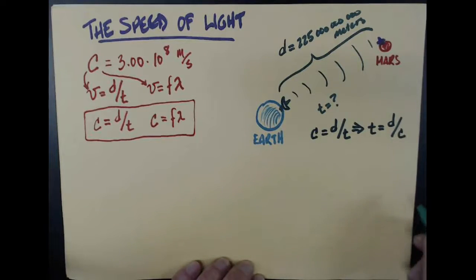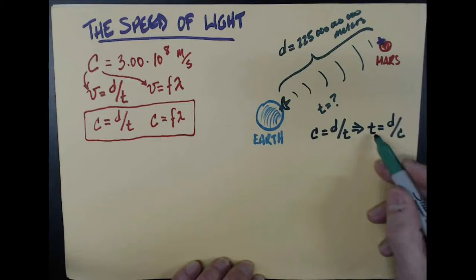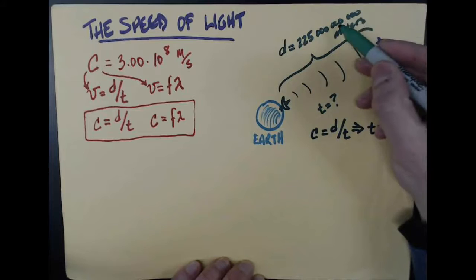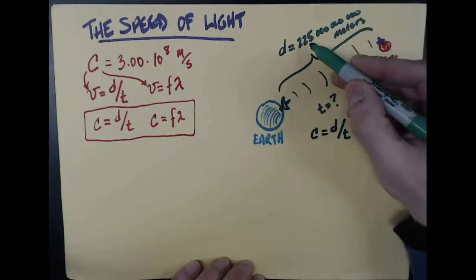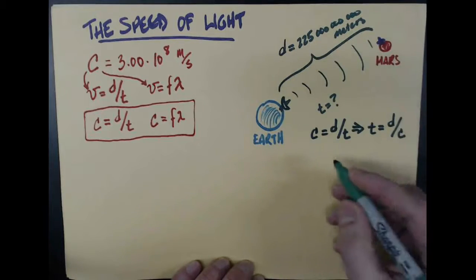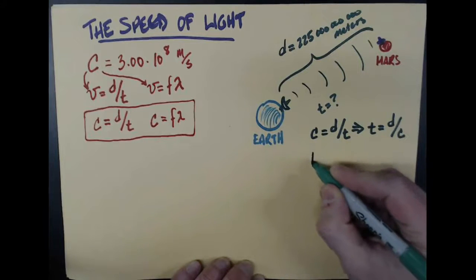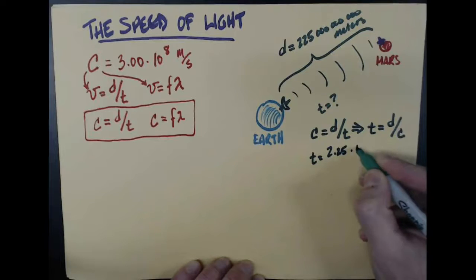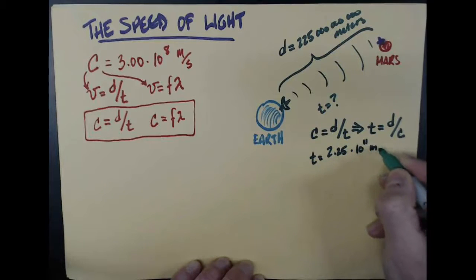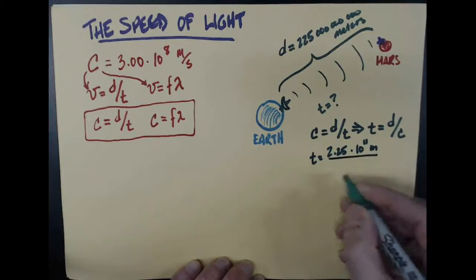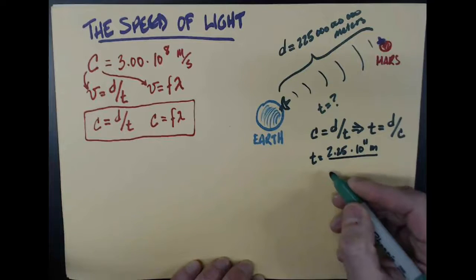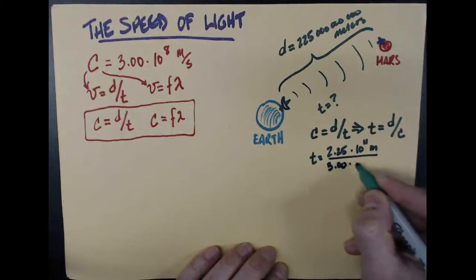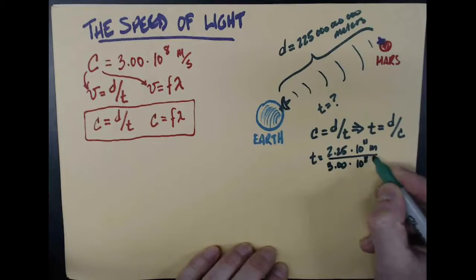Okay, so from that, we know that we're trying to find the time. We know what the distance is. So this is 3, 6, 9, 10, 11. So the time is equal to the distance, which is 2.25 times 10 to the 11th meters, divided by the speed of light, which, as you remember, is 3 times 10 to the 8th meters per second.